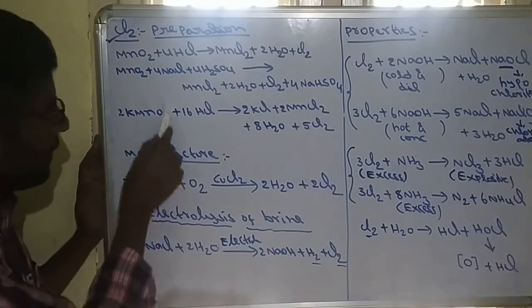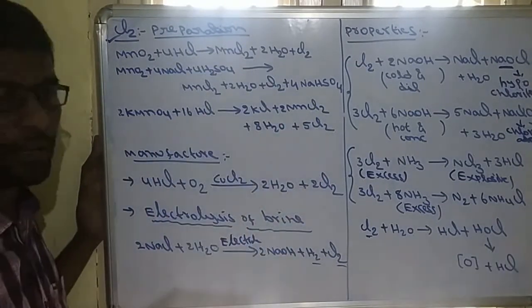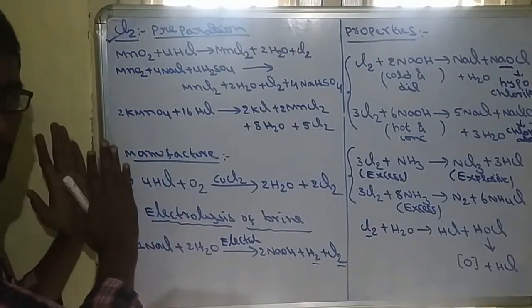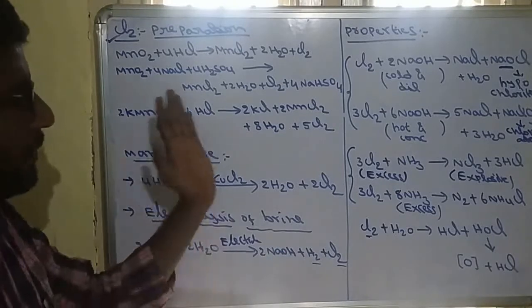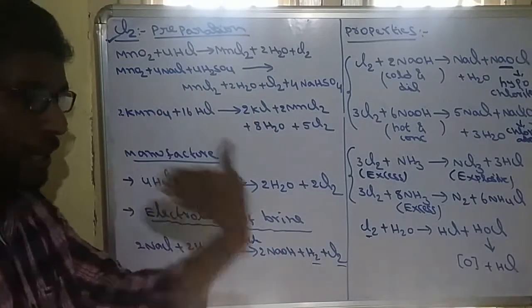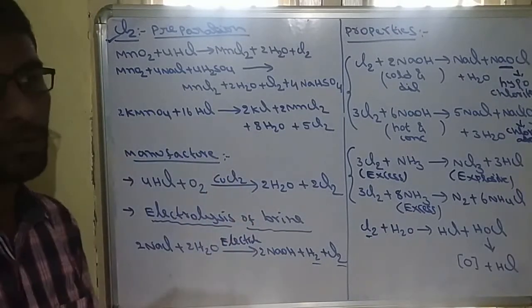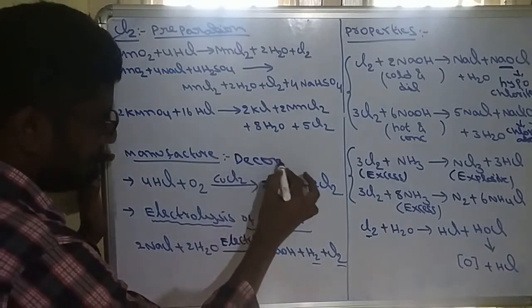Similarly, potassium permanganate combined with HCl gives dichlorine gas. So these reactions we have to practice. Manganese salts treated with acids like HCl give dichlorine gas. In large amounts, that is called manufacture. Manufacture of chlorine is mostly done by one process, called Deacon's process.